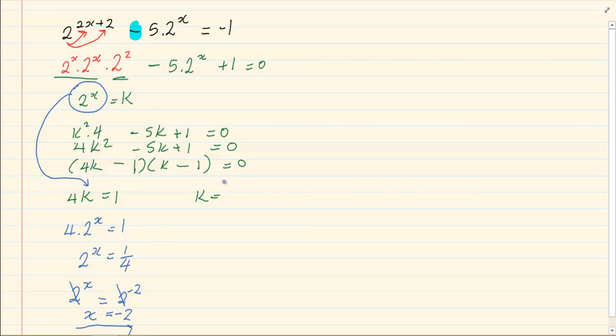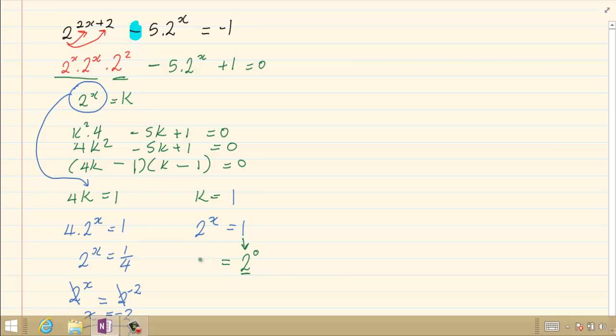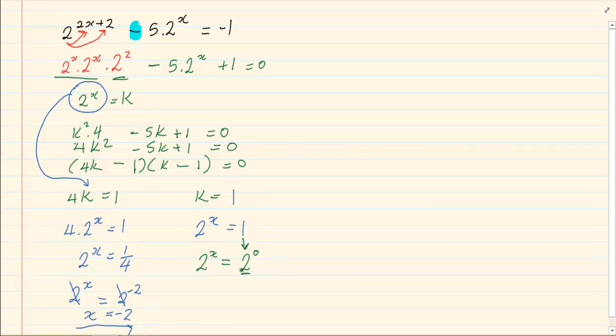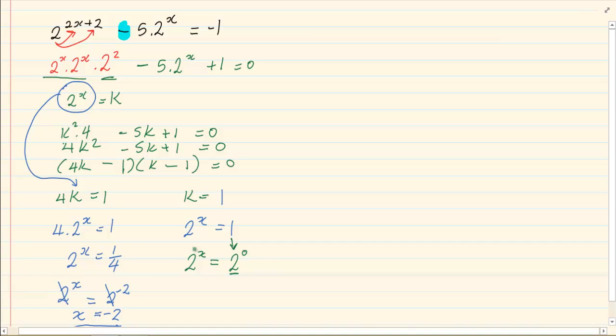The next one is k is equal to 1. So we have 2 to the power of x is equal to 1. We know that the rule states anything to the power of 0 is equal to 1. Therefore, I will change my 1 to 2 to the power of 0. Why am I choosing 2? Because that's the base I want. So I got 2 to the power of x is equal to 2 to the power 0. Once they have the same base, I can cancel them out. x is equal to 0.